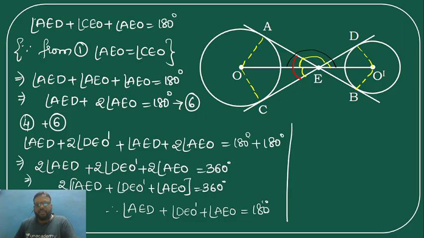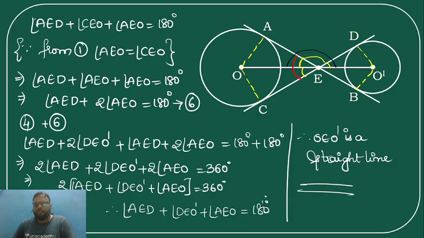So what does that mean? It is nothing but a combination of AEO, AED and DEO'. So therefore, we can tell that since the sum of these three angles is 180 degrees, therefore this OEO' is a straight line. Right? Because we got the sum of these three angles as 180 degrees, hence this part will become a straight line. This is what we have to prove. I hope you got the solution here.